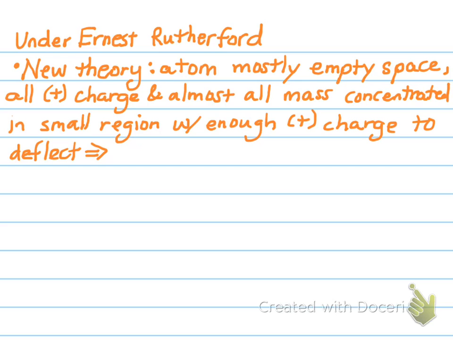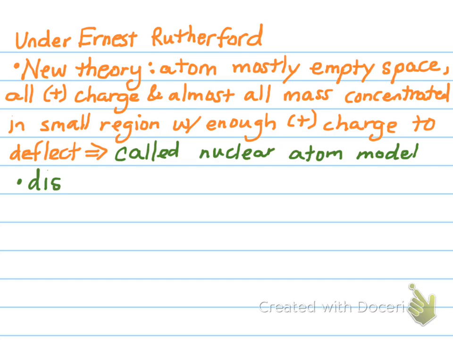And that region has a big enough positive charge to deflect those alpha particles at large angles and also to deflect those alpha particles straight back. Rutherford called this the nuclear atom model. So really what Rutherford discovered is the nucleus of an atom. And he discovered that Thomson's atomic model of this chocolate chip cookie or plum pudding is not correct.